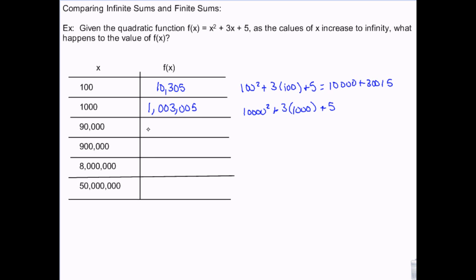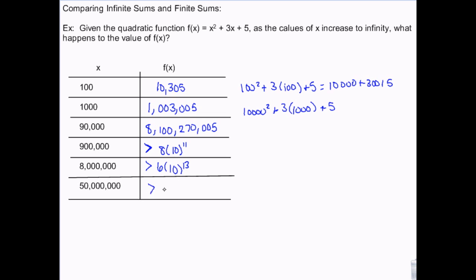And if I plug in 90,000, I would get 8,100,270,005. And if I plug in 900,000, I get a number that is greater than 8 times 10 to the 11th. So that's an 8 with 11 zeros after it. And it's bigger than that because it has these other digits in there and a 5 at the end. And if you plug in 8 million, you get a number that is greater than 6 times 10 to the 13th, which is 13 zeros.